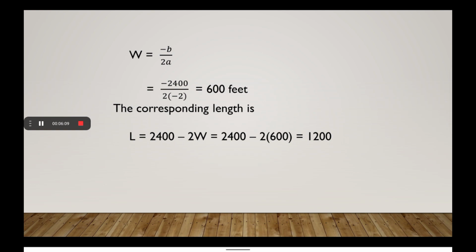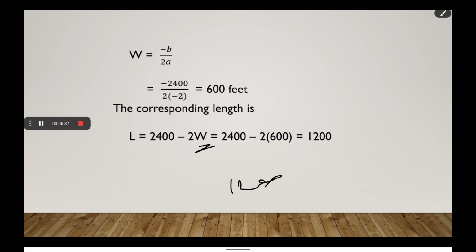We get an answer: 600 feet. We find the value of width, that is 600 feet. Then we find the length. We already have the length: L equals 2400 minus 2W. We substitute the value of W here, then we get the value of L. When we substitute the value of W here, we get 1200.